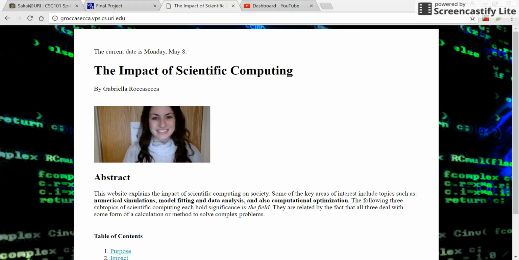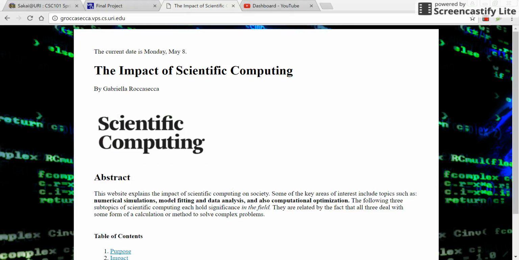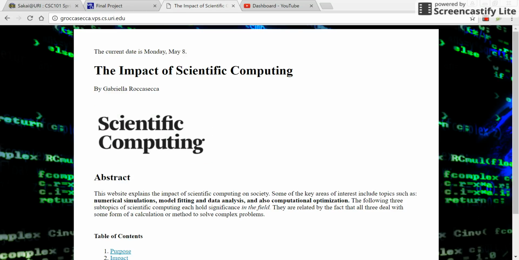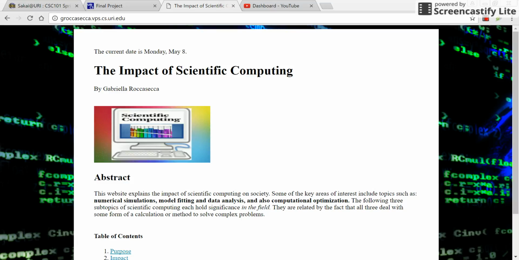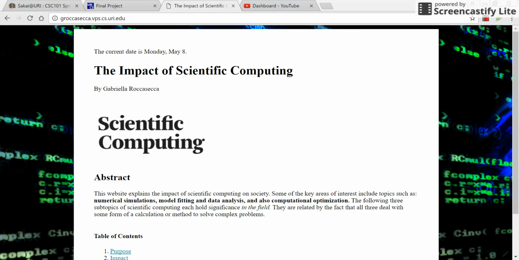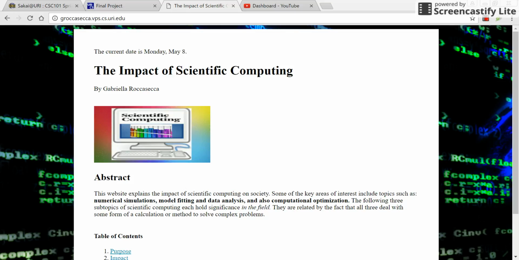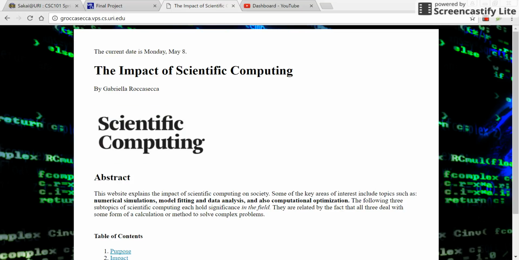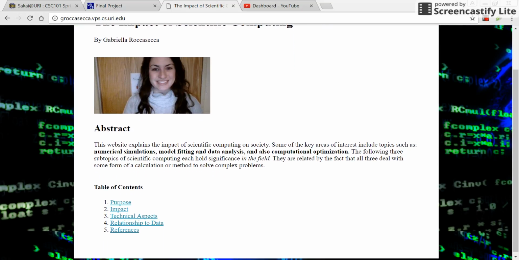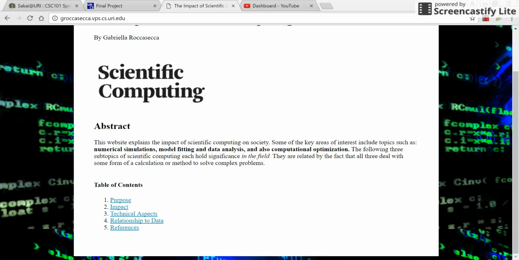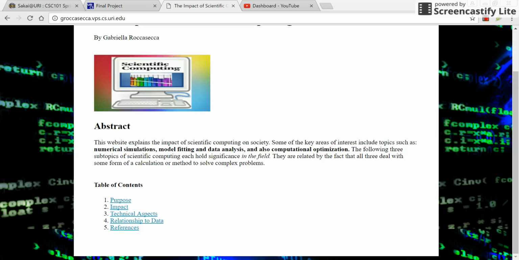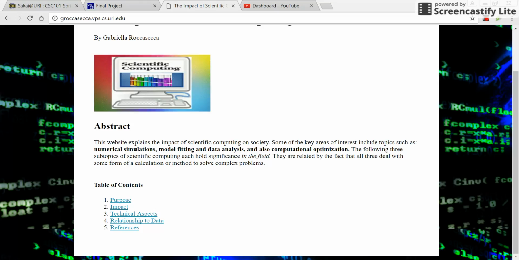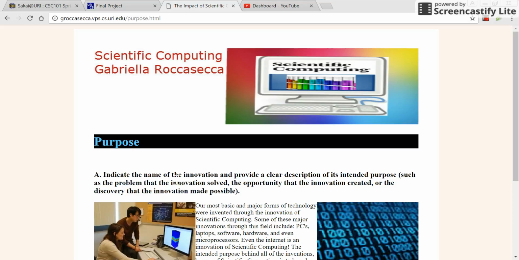saturate some color values. By far, the coolest thing I got to do with my images was to create the animation you see here. I got to use a GIF animator site, and it was a pretty simple website that gave awesome results. For example, I just had to upload 3 photo files, then set a duration timer, then zip bam boom, I ended up with the result you see here. Explanations aside, let's look at the table of contents. You see here that there's a purpose page, impact page, technical aspects page, relationship to data page, and a reference page. Now, first, we're going to go and look at the purpose of scientific computing.